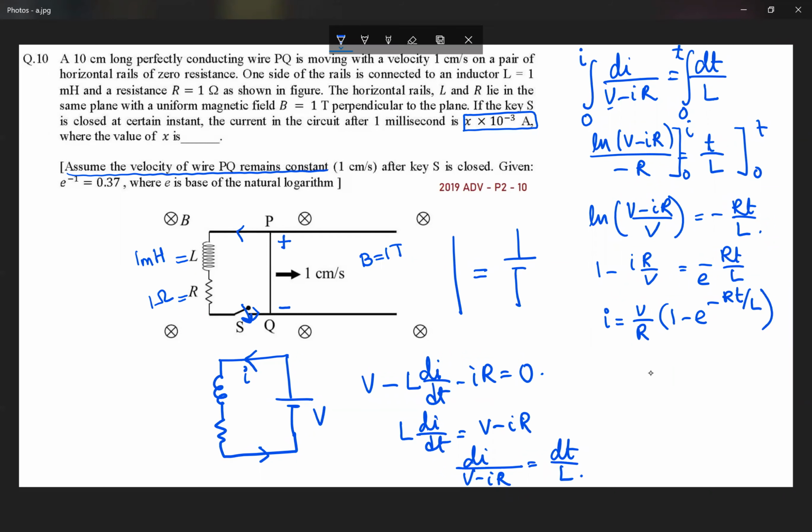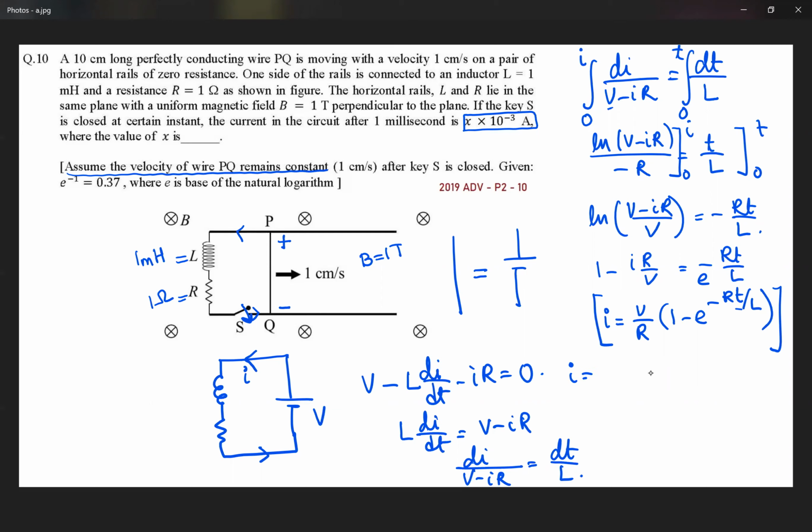This is the classic switch on equation for an LR circuit. So if you know this formula directly in an exam, you can avoid all the derivation that I just did. At this point, you see that the value of current depends on time. Let's substitute all the values.